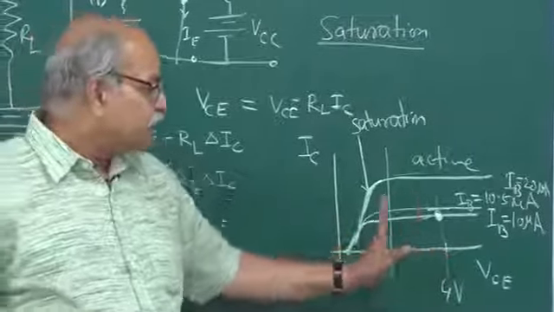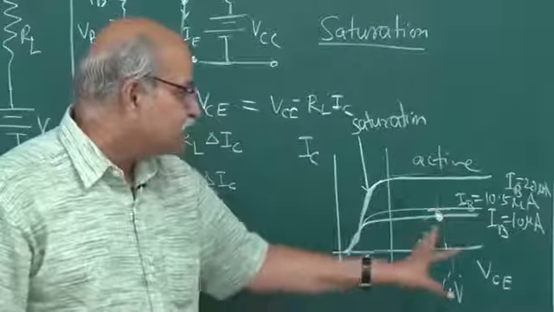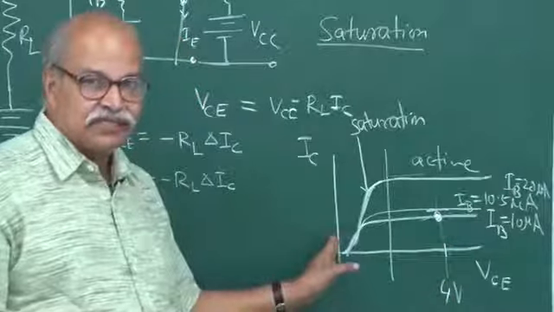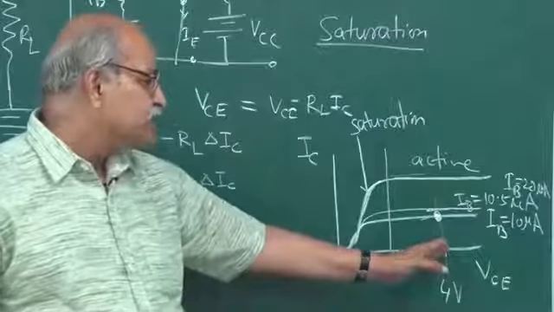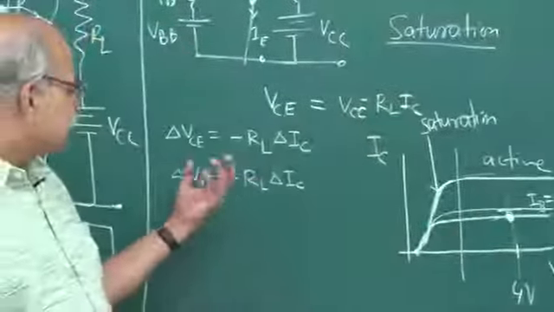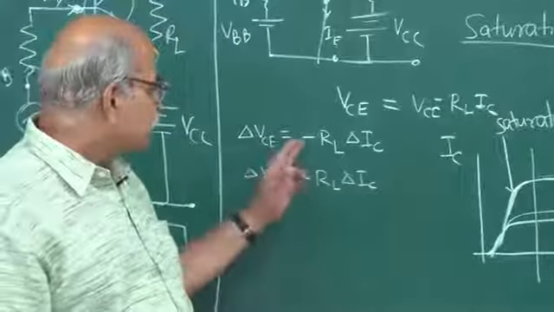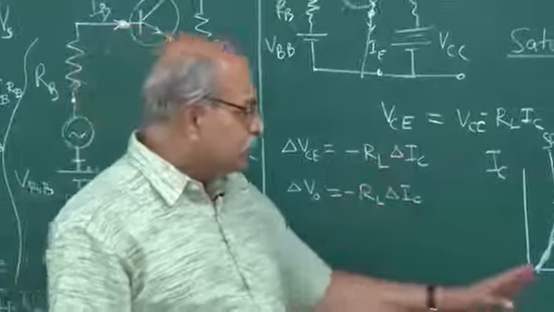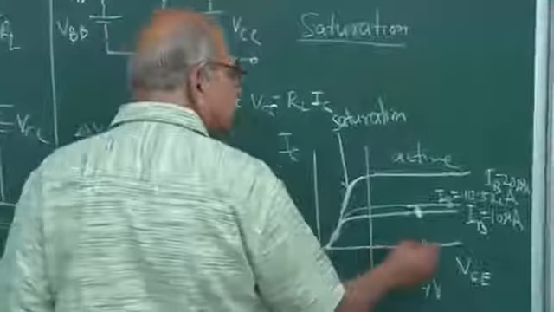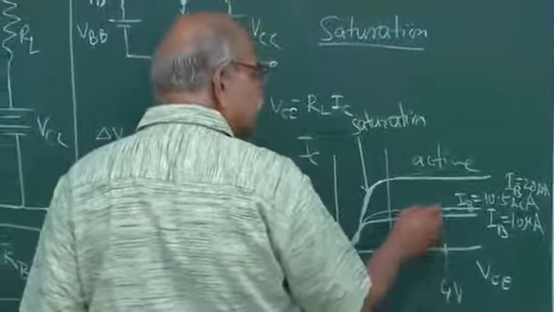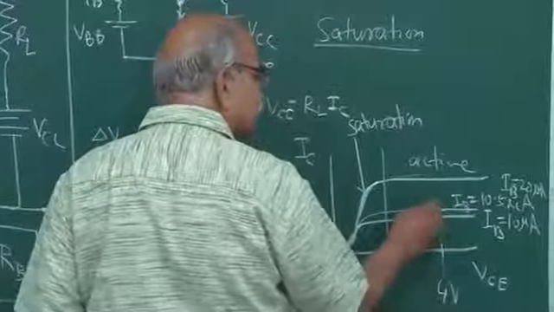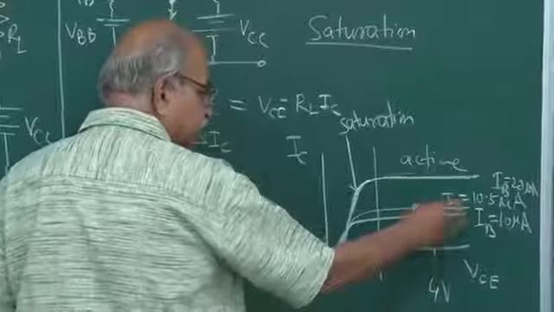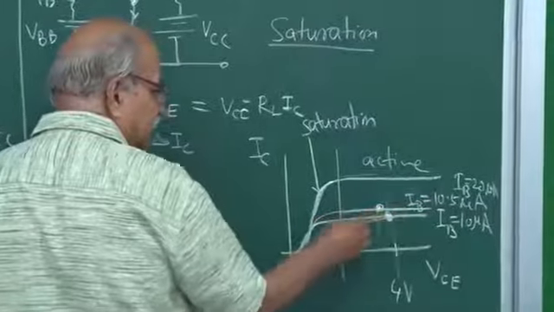But then if we are well into this active region, not close to the saturation region, even if it changes a little bit, what will happen? Will it increase or will it decrease? It is minus RL into delta IC. So it will decrease, but if you are not here, you are somewhere here, it doesn't matter, your IC remains the same, because this is flat. In the active region this is flat.